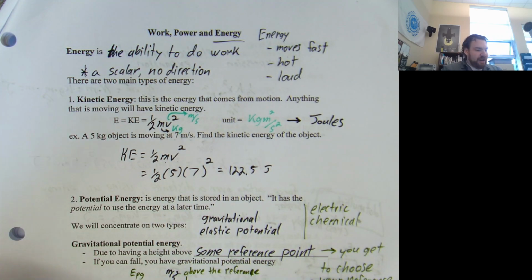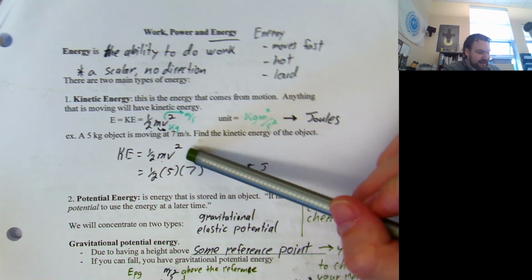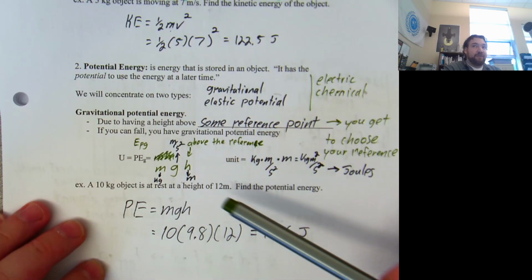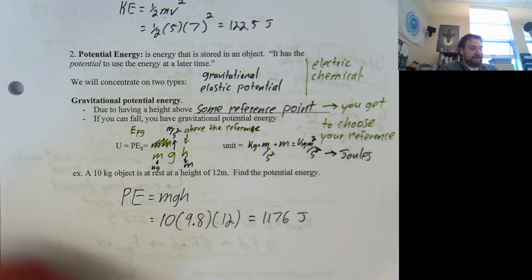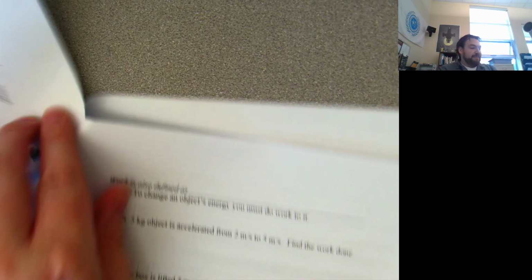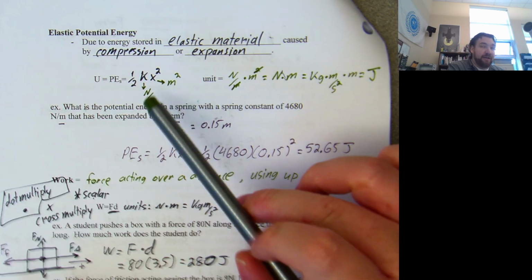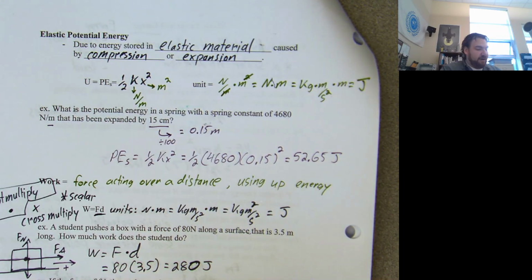We started work, power, and energy last week. We talked about different kinds of energy. We looked at formulas for kinetic energy and formulas for potential energy. For gravity, we did potential energy, and for a spring, we talked about that guy there. Potential energy of a spring is half kx squared.